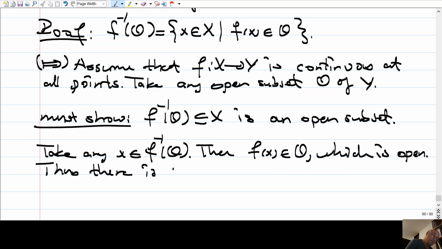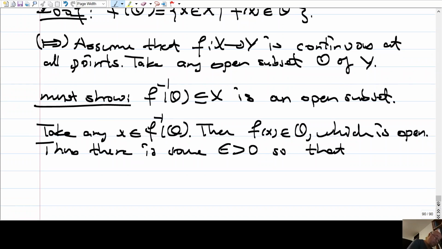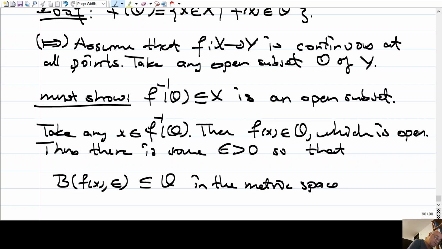there is some ball. Let's say, let's take the radius to be epsilon, epsilon ball, so that the ball with center f of x and radius epsilon lies inside this in the metric space Y rho. So here I am using the rho metric. Okay. But our function is open, sorry, continuous. We assume that f is continuous.